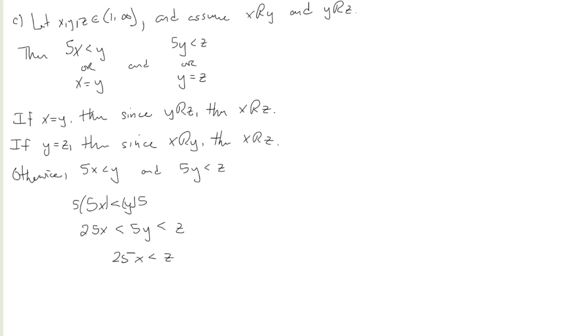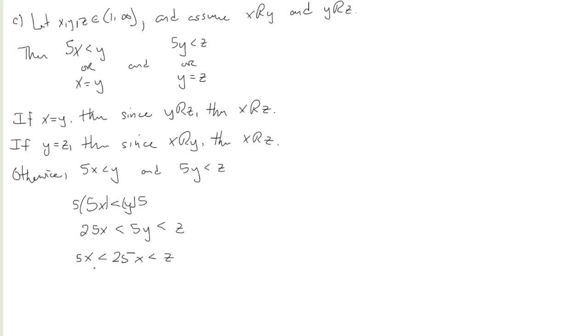Is that what I want? Not quite. I need to show that x is related to z. And so what I need to show is that 5x is less than z. Well, if 25x is less than z, is 5x less than z? Absolutely, because 25x is greater than 5x. Now, this is where the universe comes in important here. That's only true if x is bigger than 1, right?